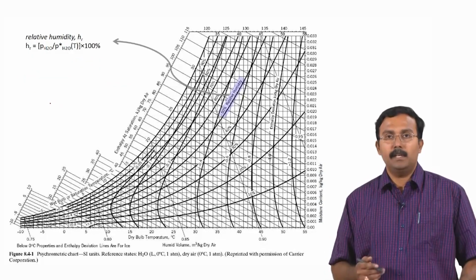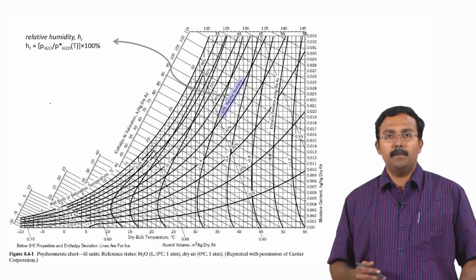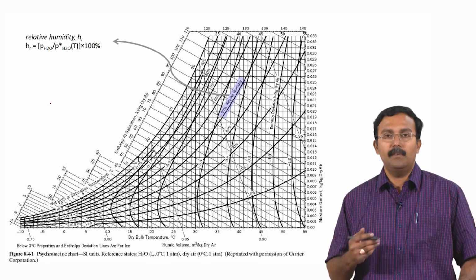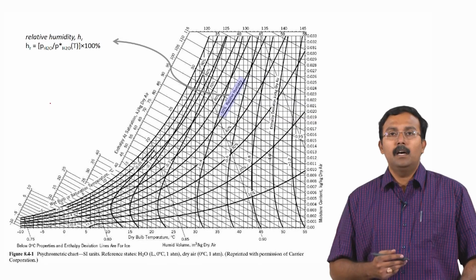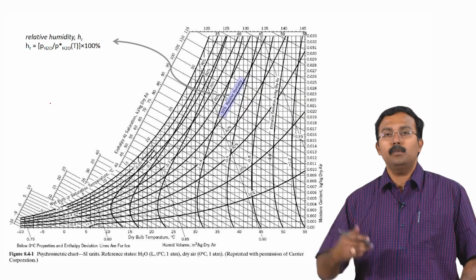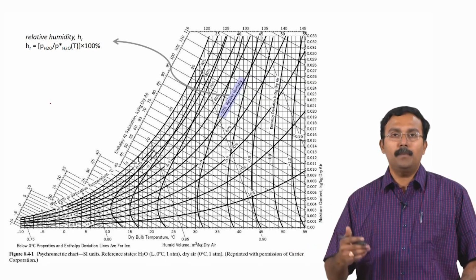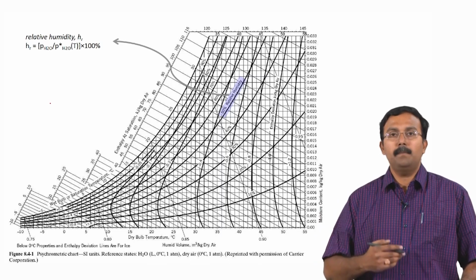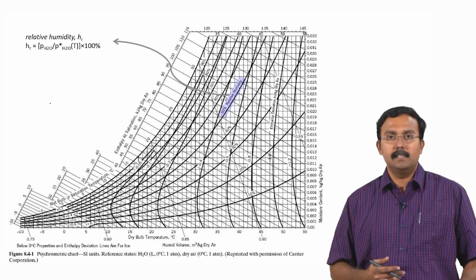The next information you can get is relative humidity. Relative humidity is basically the ratio of partial pressure to the vapor pressure, times 100, for a given temperature. This gives you information about the relative level of humidity compared to saturation conditions. For any temperature, there is only so much water vapor that can be present in equilibrium along with air until it starts condensing. That is the saturation condition.